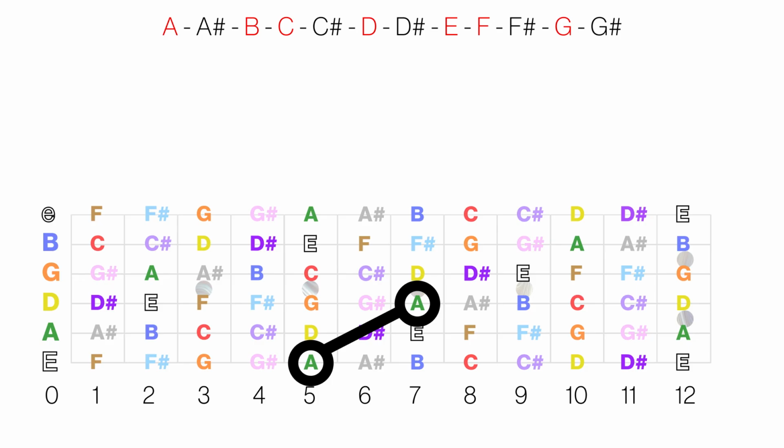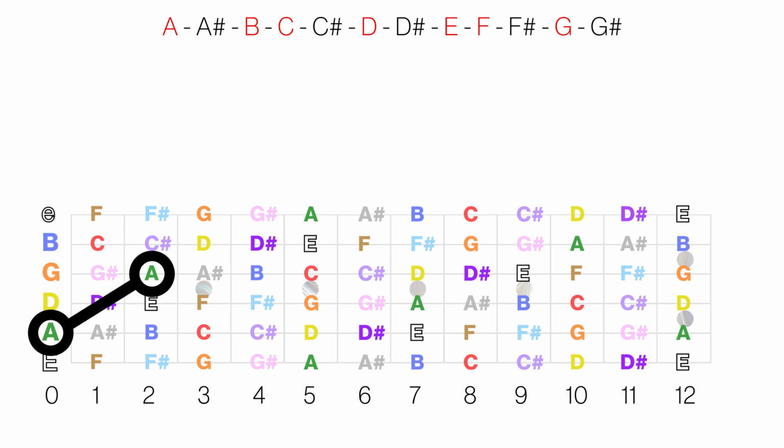This exact same pattern also works on the A string. You can find the same note on the G string 2 frets higher. So this open A string is an A note, and this is also an A note on fret 2 of the G string. There's a similar pattern on the D string, but it's not exactly the same distance.